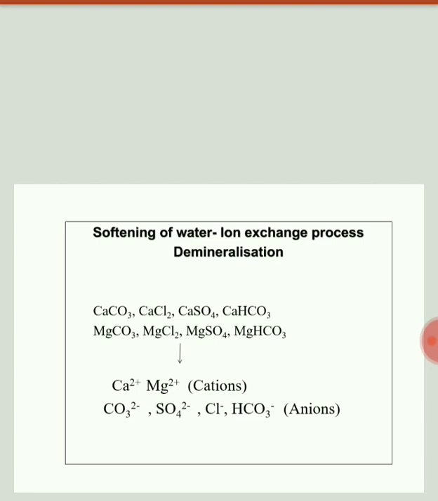To remove the cations and anions, there should be some substances which take up cations and some substances which take up anions. That is called ion exchange resins. You know that there are two types of ions in the water, so there should be two types of resins. One is cation exchange resins and the other one is anion exchange resins. Both are made up of the same polymer.